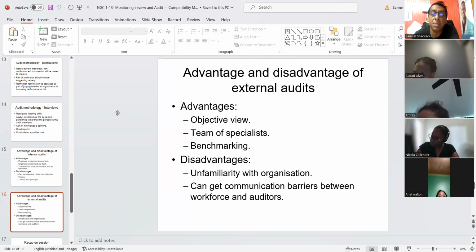The disadvantage is that they may be unfamiliar with your organization. There can be communication barriers between the workforce and the auditors. Another disadvantage is that external audits are expensive, right? STO is actually 20,000 TT plus, which, based on the economy now, is not a little bit of money, right? STO is more than 20,000. In fact, if a company is going for STO, you might as well have about 100,000 TT put down, right?